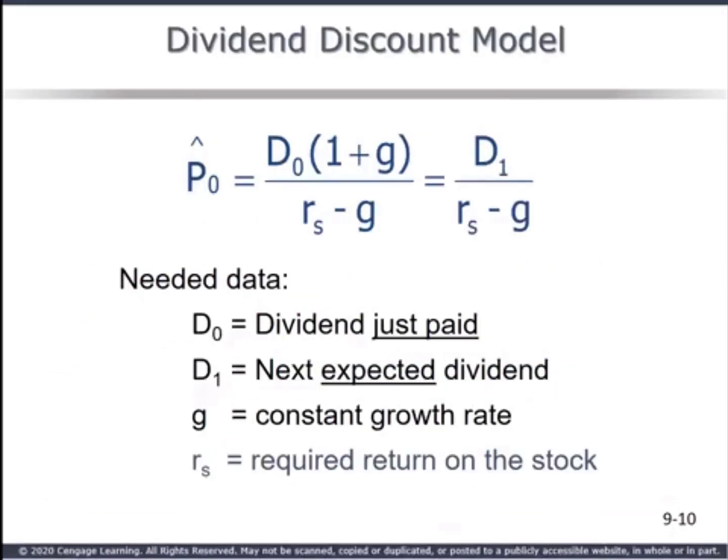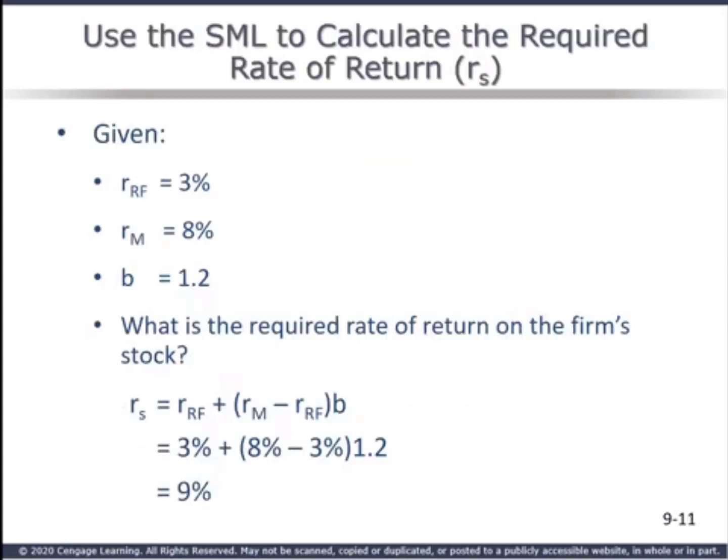Let's look at each component of the equation. D0 is the dividend just paid. D1 is the next expected dividend. By definition, it's D0 times 1 plus g. g is the constant growth rate, and RS is the required return on the stock. So where do we get that? CAPM, Chapter 8. If we're given a risk-free rate of 3%, a return on the market of 8%, and a beta of 1.2, we can find the required return on this stock, 9%.